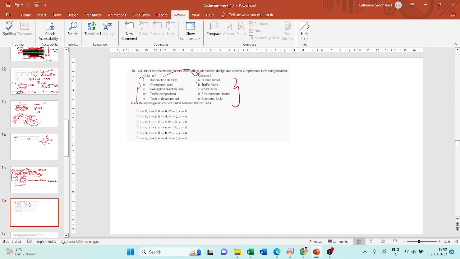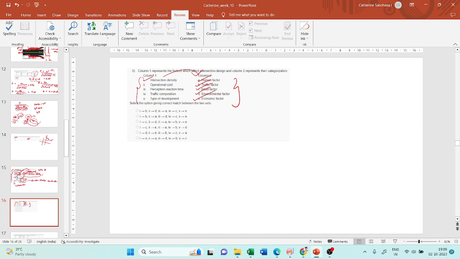Okay, so there are 5 factors: human factor, traffic factor, road factor, environmental factor, and economic factor. Now by looking at column 1, we'll try to map where each of these factors will fall under. Okay, so intersection density. Can anyone guess where intersection density will come? Under which factor will it come?